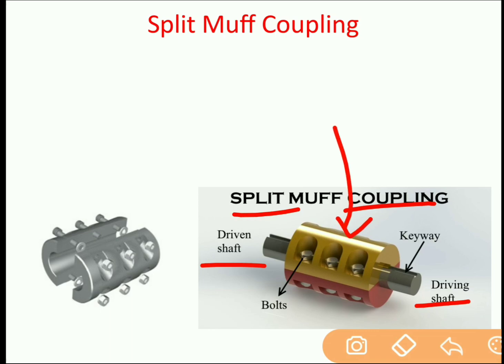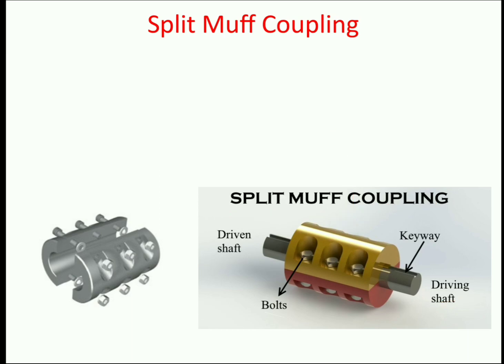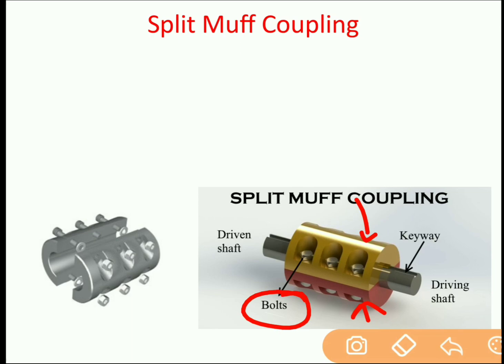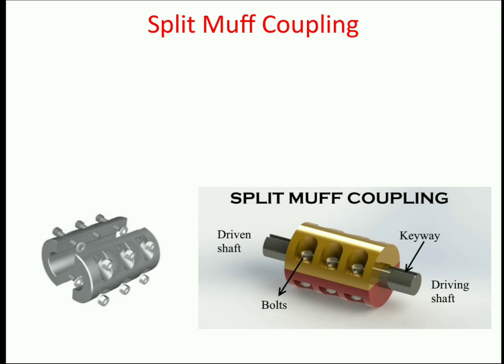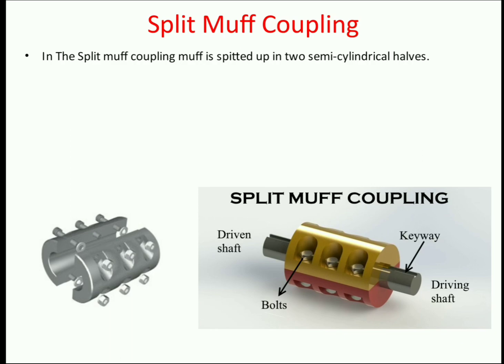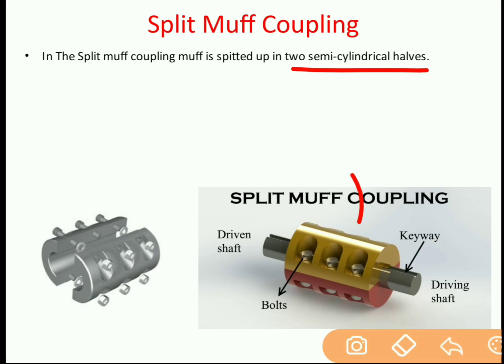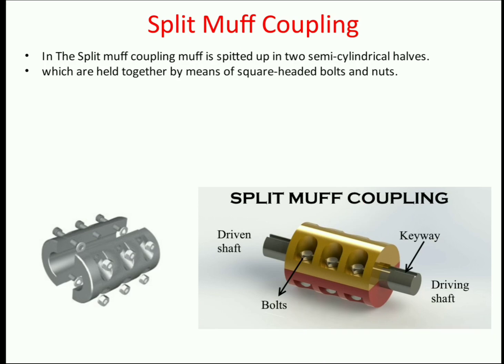This split muff coupling is divided into two parts. One is golden color and another is of red color. So these are the two half parts, and these two half parts are connected with the help of nuts and bolts. Now in the split muff coupling, muff is split into two semi-cylindrical halves. One semi-cylindrical half is of golden color and other is of red color. Now they are held together by means of square-headed bolts and nuts.